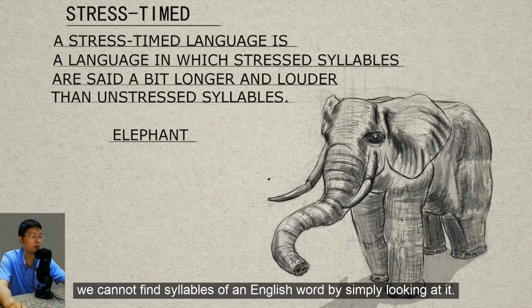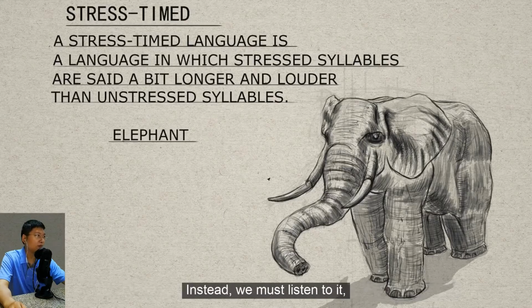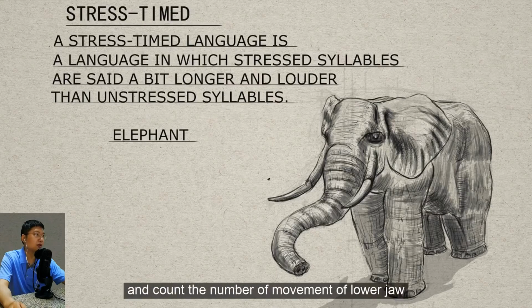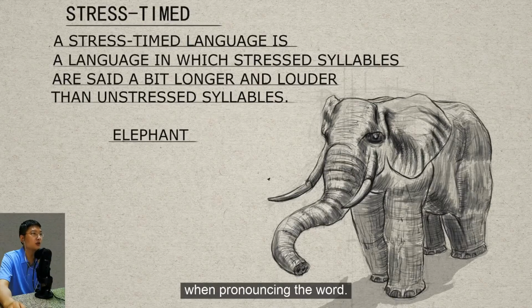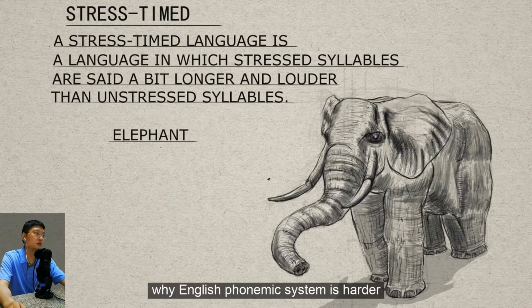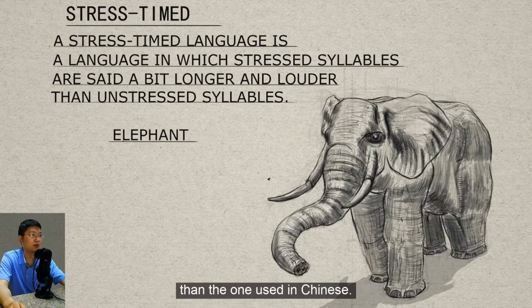English belongs to this category, and unlike Chinese, which is a syllable-timed language, we cannot find syllables of an English word by simply looking at it. Instead, we must listen to it and count the number of movements of a raw jaw when pronouncing the word. This is one of the reasons why the English phonemic system is harder than the one used in Chinese.